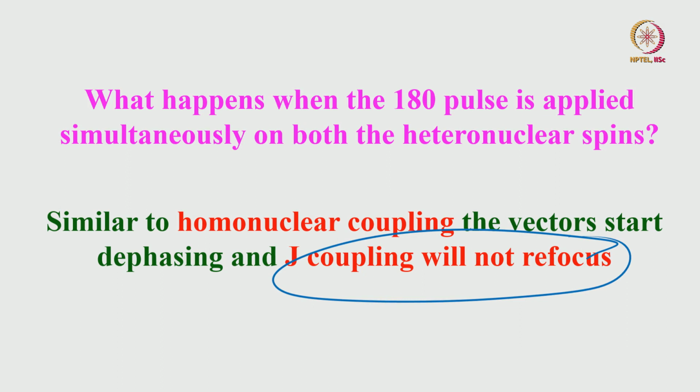Please remember the concept. In the homonuclear spin echo, chemical shifts are refocused but not J coupling. In the heteronuclear spin echo, if a 180 pulse is applied on any one of the heteronuclei, A or X spin, then what will happen? J will refocus. Whereas if you apply a 180 pulse simultaneously on both the heteronuclear spins, J will not refocus. This is an important concept you must remember.